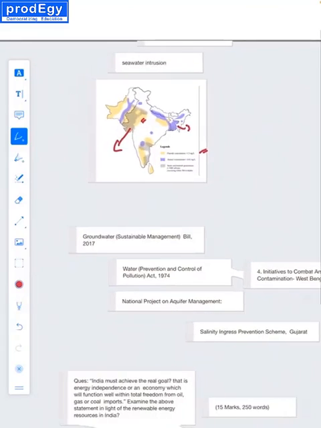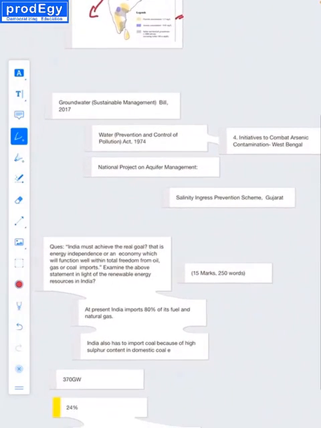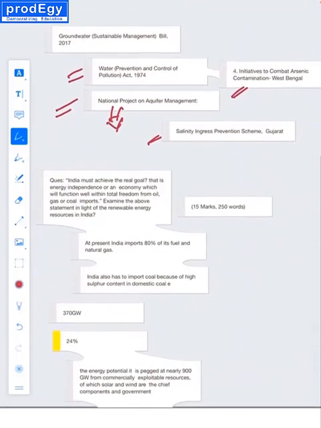and these yellow areas show fluoride contaminated areas. And in such questions, you must also mention the different efforts which have been taken by the government in this regard. So you can mention that we have the Water Pollution Control Act, the National Project on Aquifer Management, which tried to manage the quality of underground water aquifers, the Salinity Ingress Prevention Scheme in Gujarat, and an initiative to combat arsenic contamination in West Bengal. These are some of the steps which have been taken.